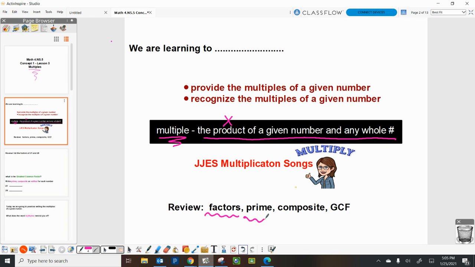Okay, prime. What is prime? There are only exactly two factors. And composite, there's more than two. And GCF means greatest common factor. Greatest common factor is where you take two numbers, I'm so sorry. You find the factors of those two numbers, find all of them they have in common, and then you find the one that's greatest of those common.